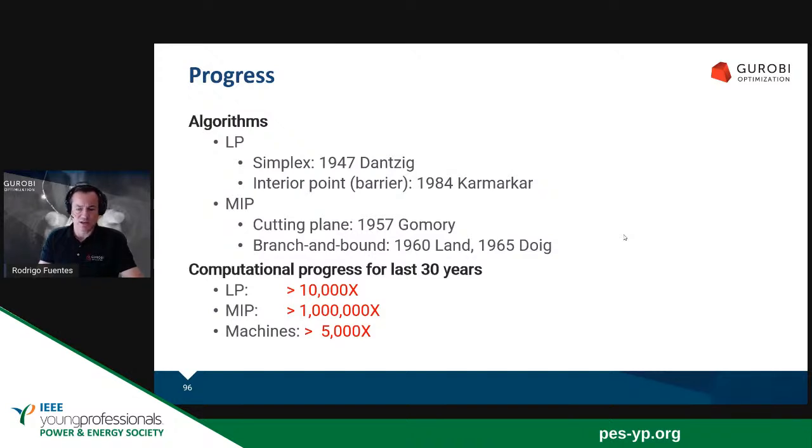The machines have also improved tremendously in speed. We have faster hardware. Memory has become pretty cheap. We have new, super fast processors. We can take advantage of parallel processing. So there are a lot of things that have worked together to benefit us in this field.